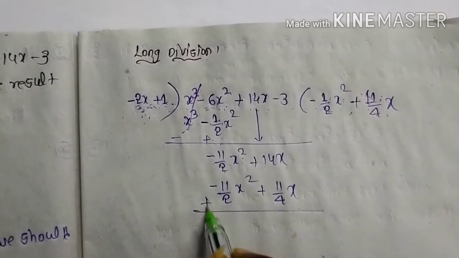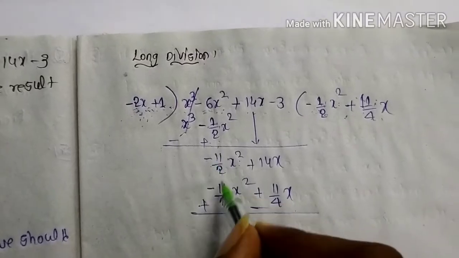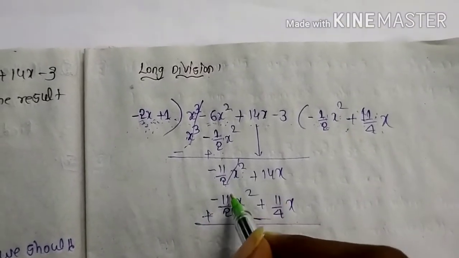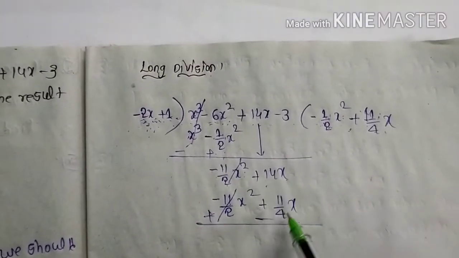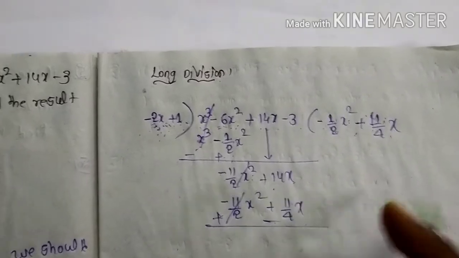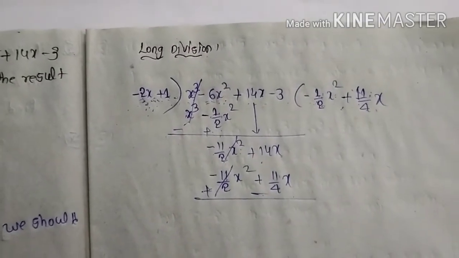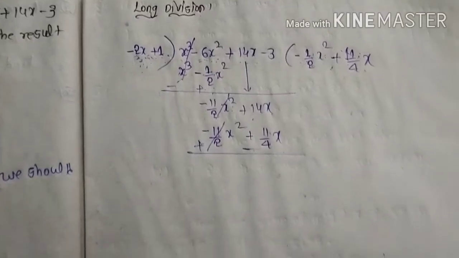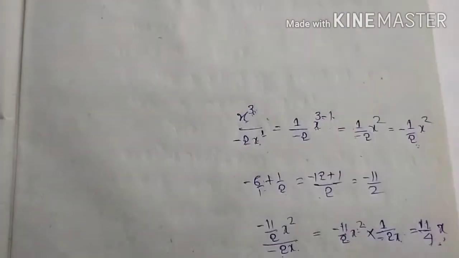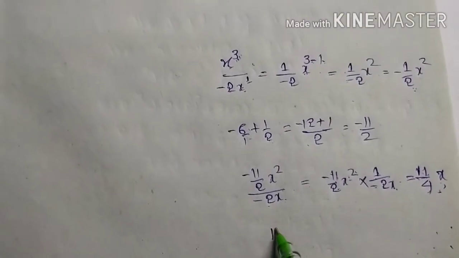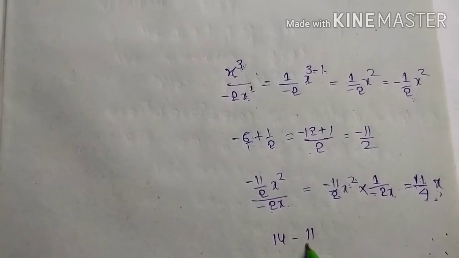Now you can subtract, that means you can change the symbol plus and minus. Minus 11 by 2 plus 11 by 2, you are getting cancel or not? Yes. So here 14x minus 11 by 4x. That means you need to find 14 minus 11 by 4.